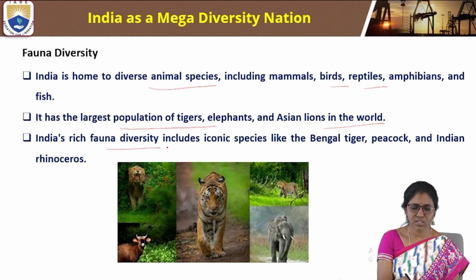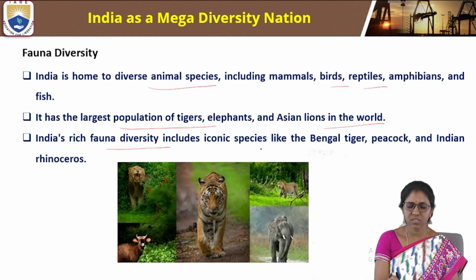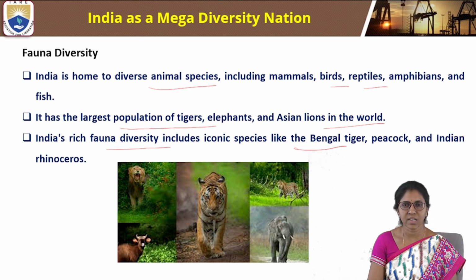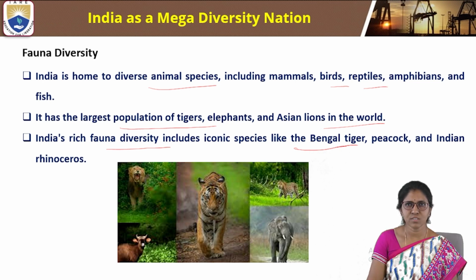India is rich in fauna diversity, including iconic species like the Bengal tiger, peacock, and Indian rhinoceros. So this is about the fauna diversity present in our India. It has the largest population of tigers, Asian lions, and elephants.